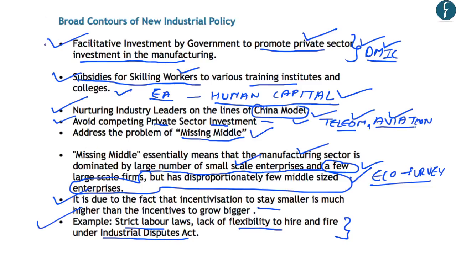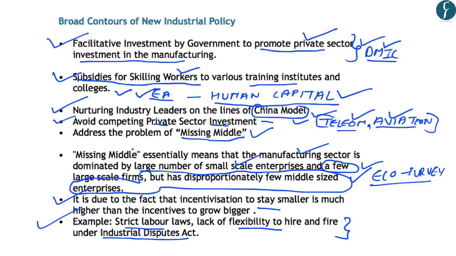So while formulating new industrial policies, all these factors or issues should be addressed. So first is that there should be promotion of private sector investment. Secondly, government should invest into training institutes and colleges which provide the skilling of workers and create human capital on the lines of East Asian economies. Further, like China, India needs to nurture industry leaders and create some major global giants like Huawei, Haier and Lenovo. Further, there should be avoidance of competing private sector investment in only few sectors. And the examples that we have learned are telecom and aviation sector, which have witnessed competition from the major investing firms, and that is why it has led to price war and low profitability.